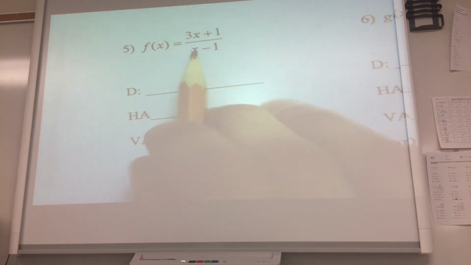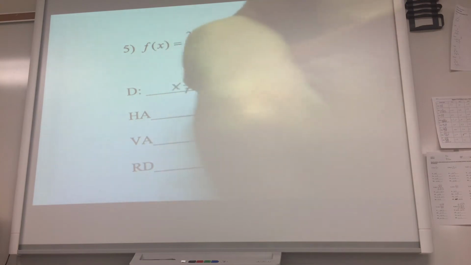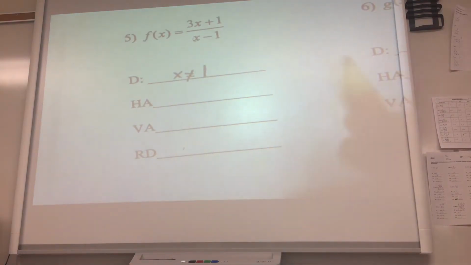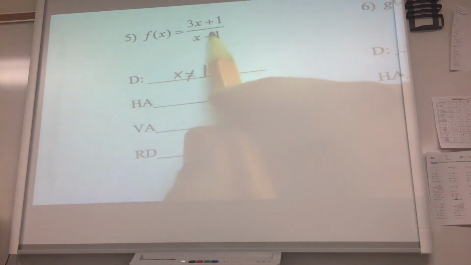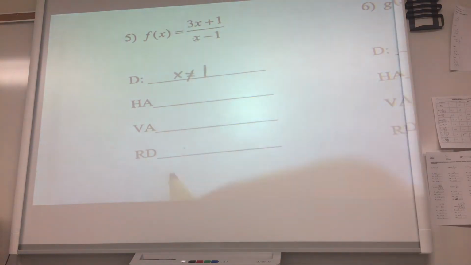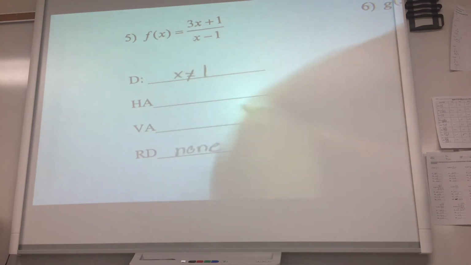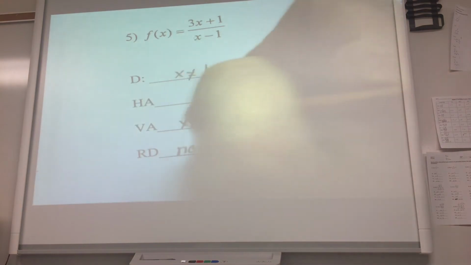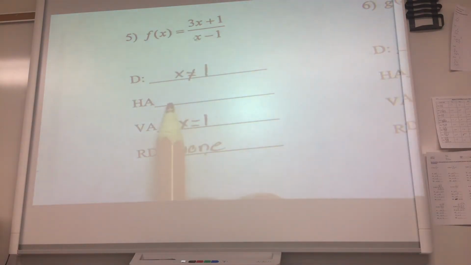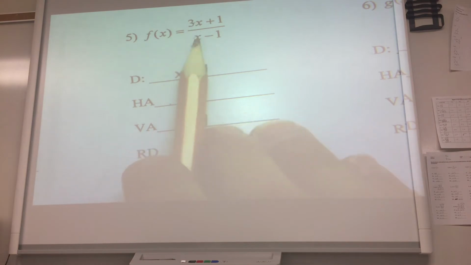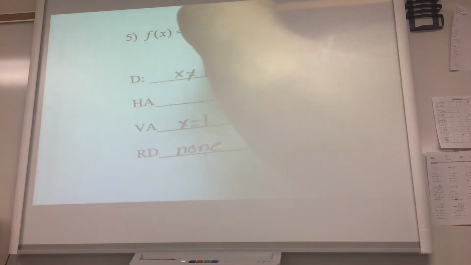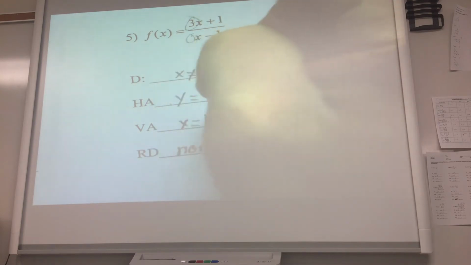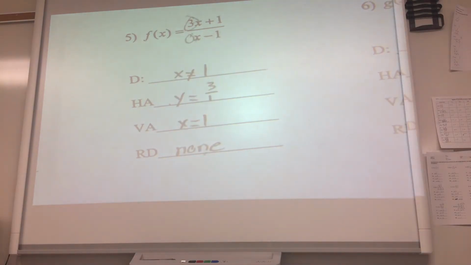Can't divide by 0, so x is not allowed to be 1. That's either going to be a vertical asymptote or a removable discontinuity. I can't really factor anything up top, and nothing is going to cancel, so there's no removable discontinuity because it didn't cancel. So it must be a vertical asymptote. As far as the horizontal asymptote, it's the same degree over the same degree. They're both first degrees, so I'm going to take the coefficients, 3 and 1. So it's y equals 3 over 1, or just 3.